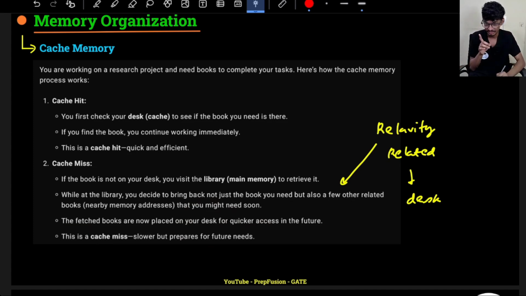So to avoid that, that's why we bring a chunk of data together, so that if I require the data next time, I will directly get it from the cache memory.